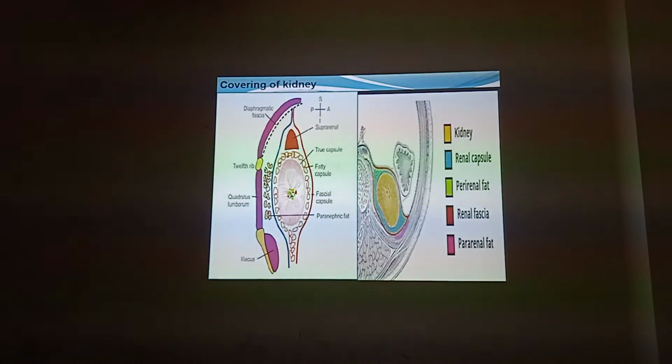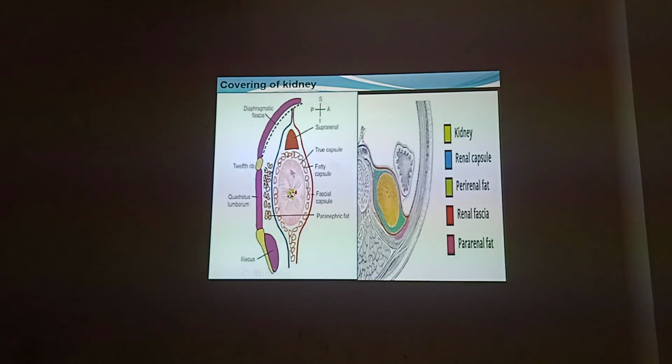Here you can see the covering of kidney. Kidney is enclosed within four coverings from inside outward. Here you can see this is kidney. Just after that there is renal capsule. Renal capsule can easily be sloughed off. If we rub kidney, then this renal capsule is easily sloughed off.